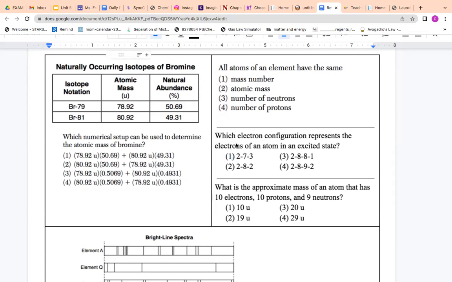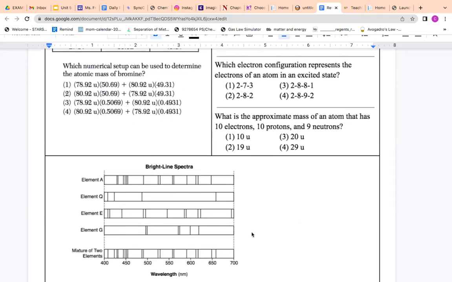Moving on. Next one. What is the approximate mass? This is a good question. What is the approximate mass of an atom that has 10 electrons, 10 protons, and 9 neutrons? Again, this is similar to another question where they give you information that you don't need. Kind of trips you up, tricks you. Which of these don't have any mass? It's the electrons. So when we get the mass of the atom, we don't care about the electrons. They basically have a mass of 0.